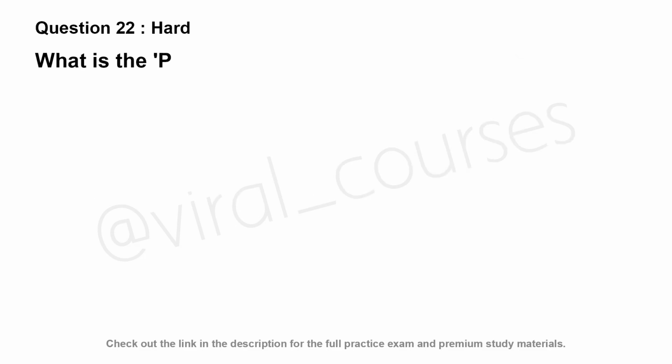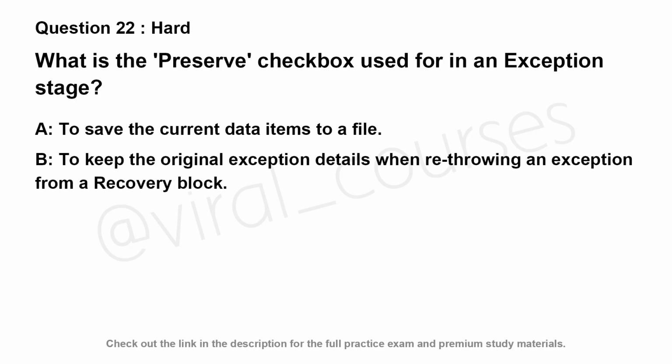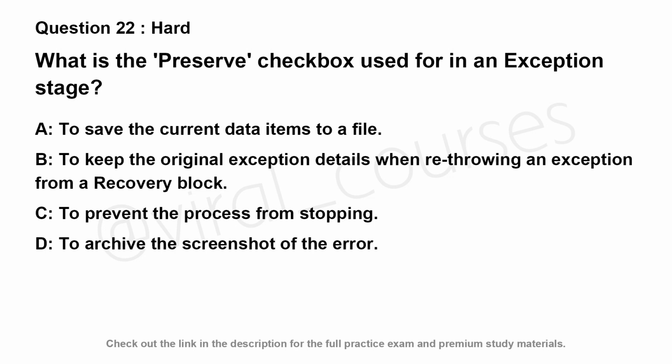What is the Preserve checkbox used for in an exception stage? Option A. To save the current data items to a file. Option B. To keep the original exception details when rethrowing an exception from a recovery block. Option C. To prevent the process from stopping. Option D. To archive the screenshot of the error.